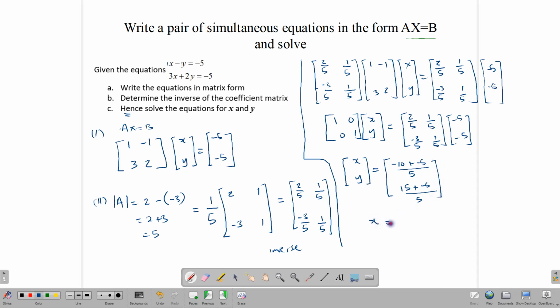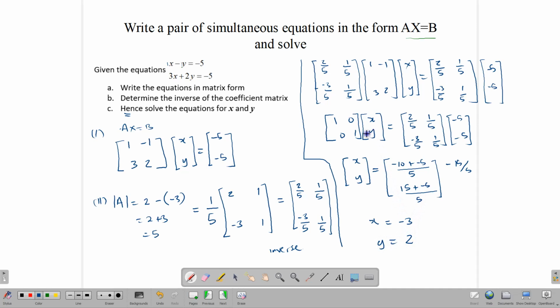And let's tidy this up. Here we see that x is equal to negative 10 minus 5. That gives us negative 15. And negative 15 over 5 gives us negative 3. And here we have positive 15 minus 5. That's 10. And 10 over 5 is 2. So we end up that y is 2.